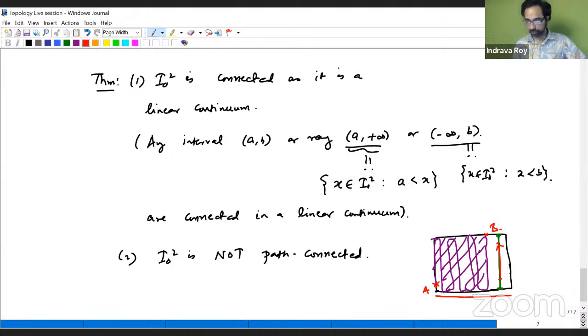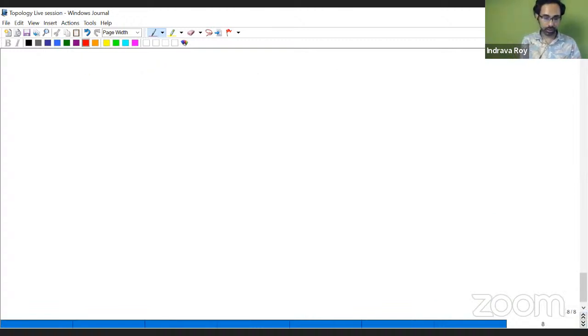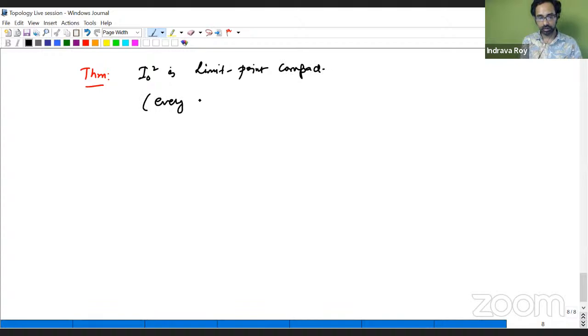What about limit points? Well, because it is compact, it is limit point compact. Okay, so every infinite set has a limit point. This is also something we proved. So I0 square is limit point compact, which means that every infinite set in I0 square has a limit point.